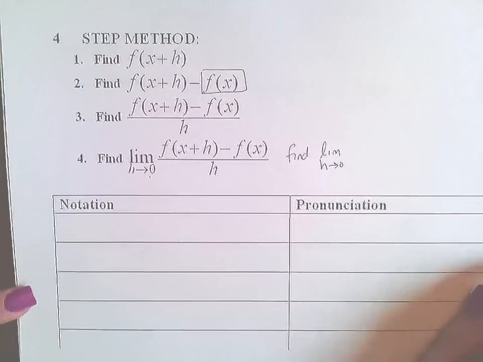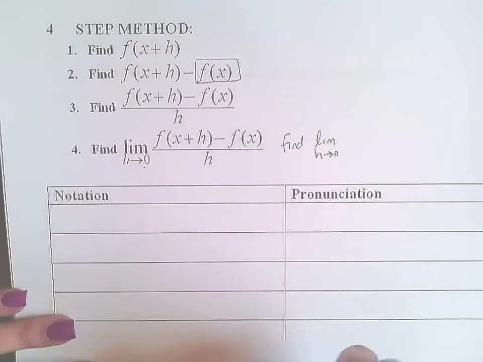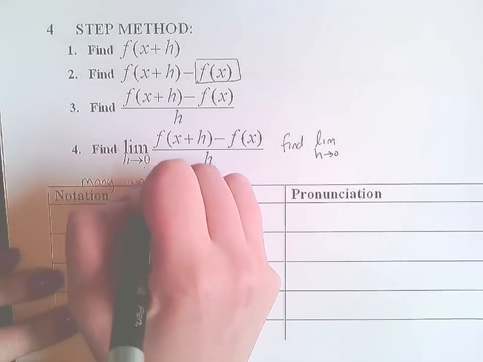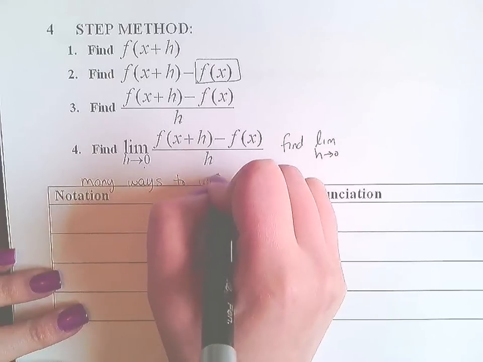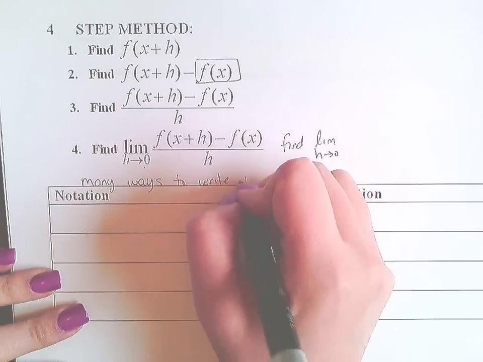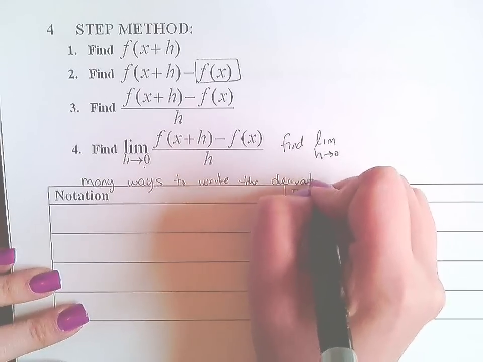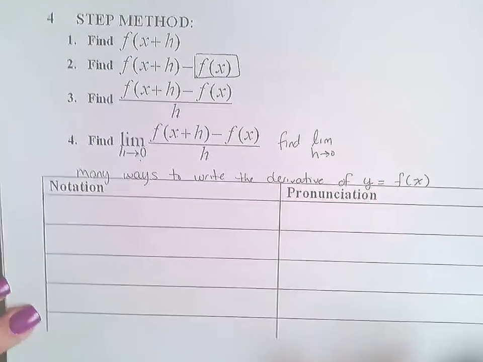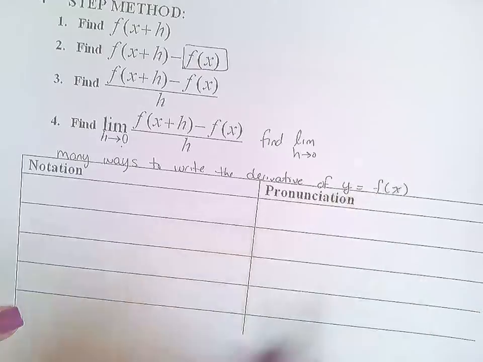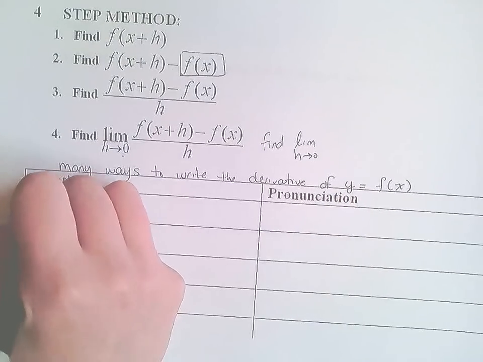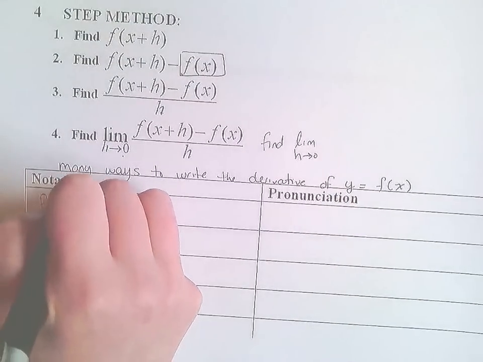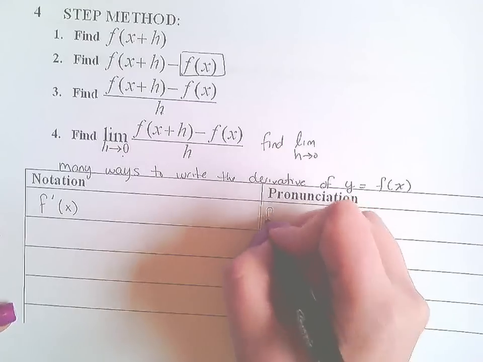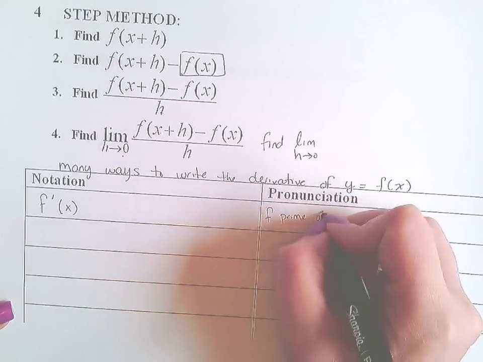Now, notations and pronunciations in this chapter. So there are many ways to write the derivative of y equals f of x. So the derivative of that function. One way is f prime of x. So that's exactly what we say. It's f prime of x.